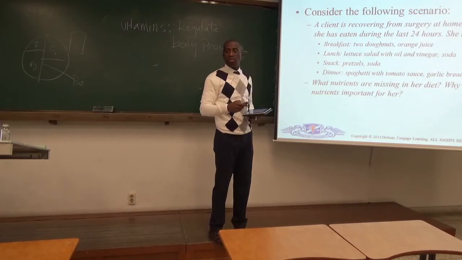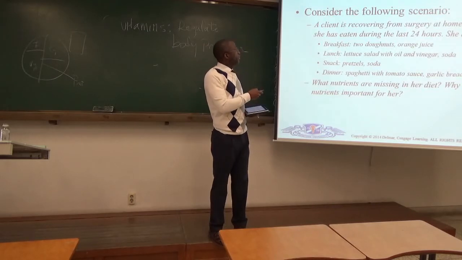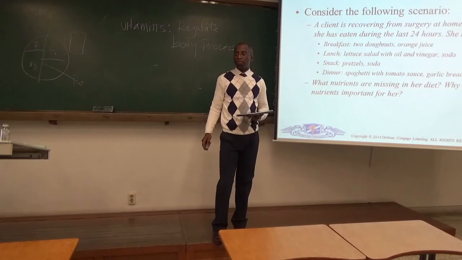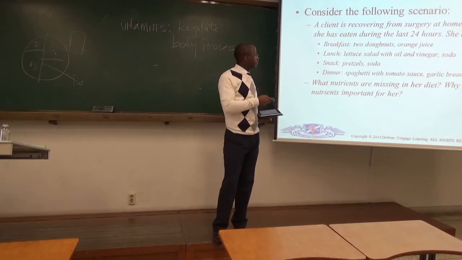Remember I asked Alberto the same question, what did you eat yesterday, the day before, right? So for breakfast, she ate 2 donuts and orange juice. For lunch, she ate lettuce, salad with oil, vinegar, and soda. For snack, pretzels and soda again. For dinner, she ate spaghetti with tomato sauce, garlic bread, and wine. Okay? So now, look at it.